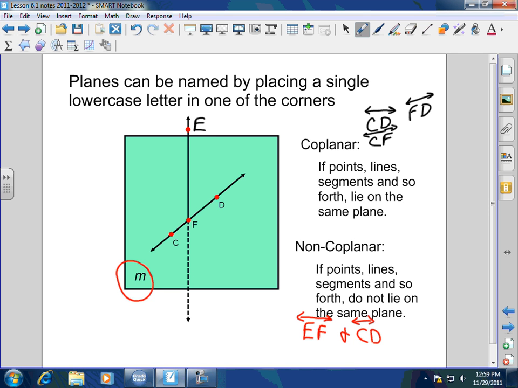Correct. What was asked was, again, if M was a horizontal, M is horizontal, and EF is vertical. Those are not on the same plane. In fact, EF is going above plane M. Does that make sense, gentlemen? Okay, I got a head nodding.